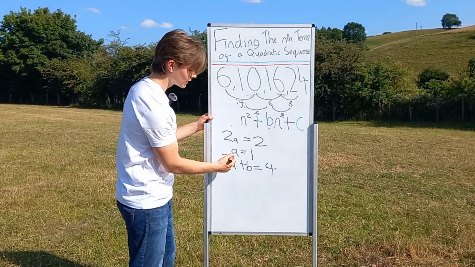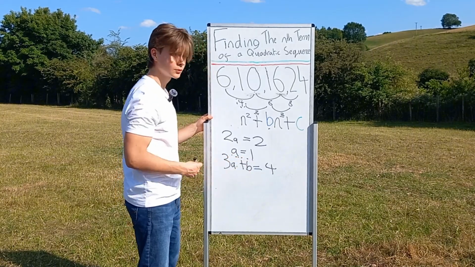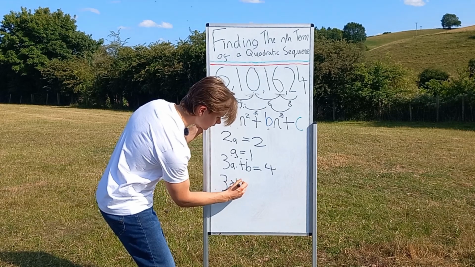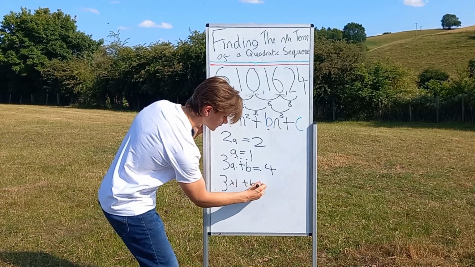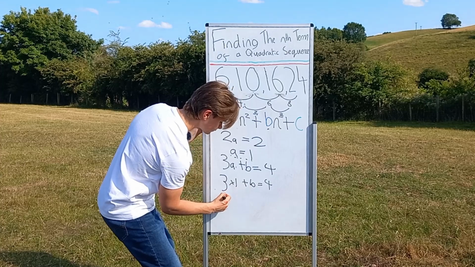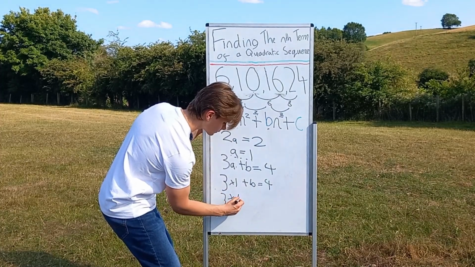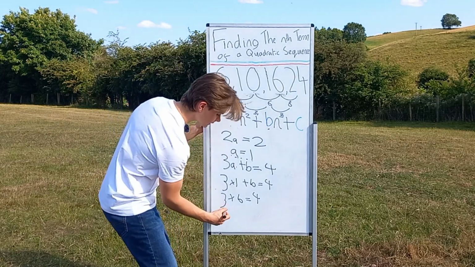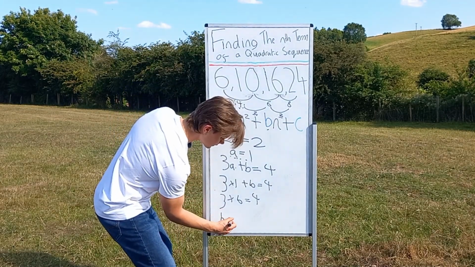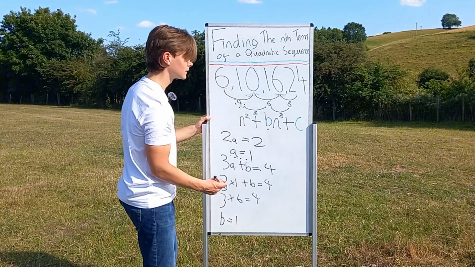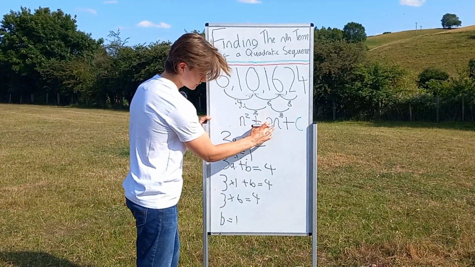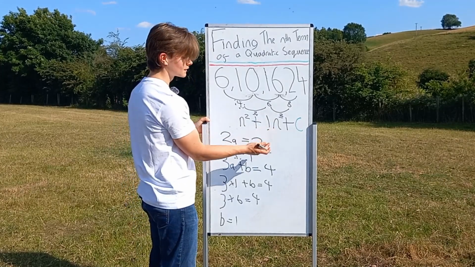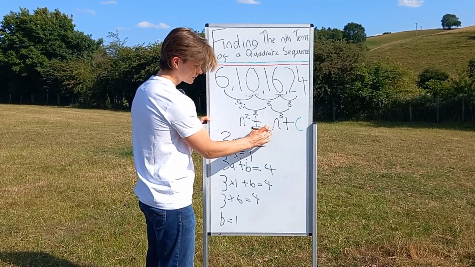So we can say that 3a plus b equals 4. And luckily, we've already found out what a is, so we can just substitute that in. So we can say that 3 times 1 plus b equals 4. So 3 plus b equals 4. And then if you take away 3 from both sides, we just get that b equals 1. So again, we can substitute this b for a 1, and writing 1n is just the same as writing n, right? So there we have it.